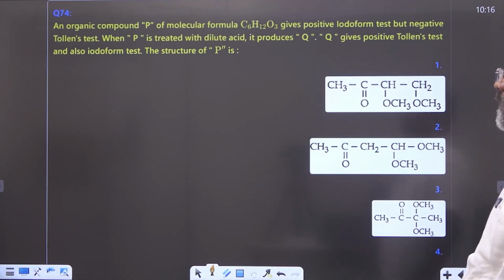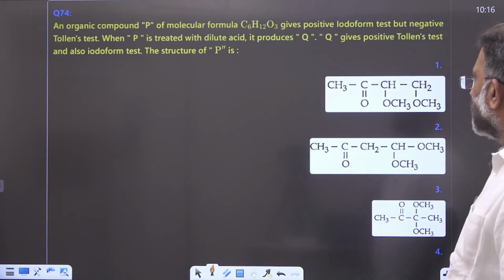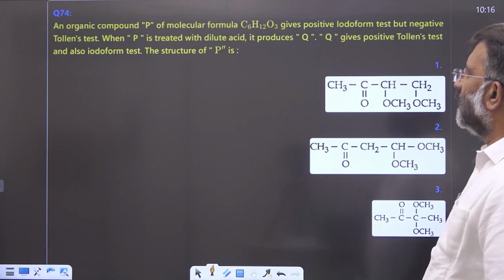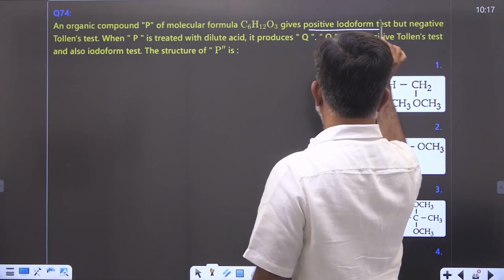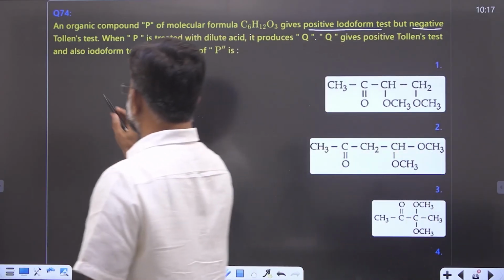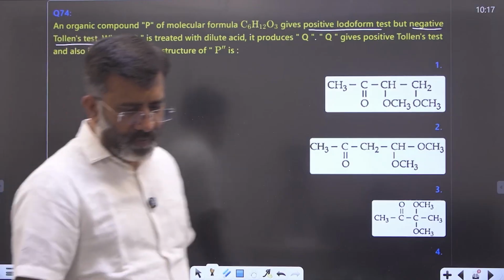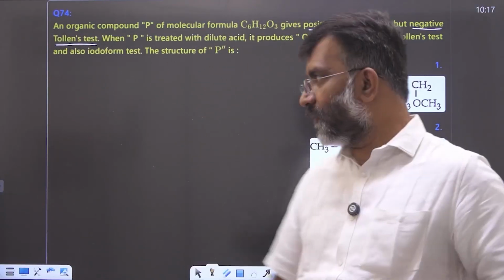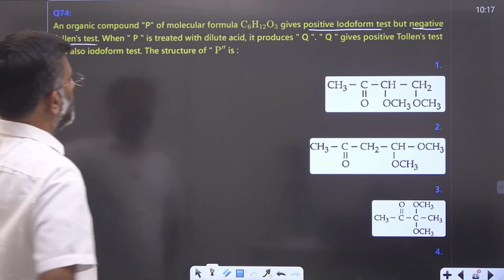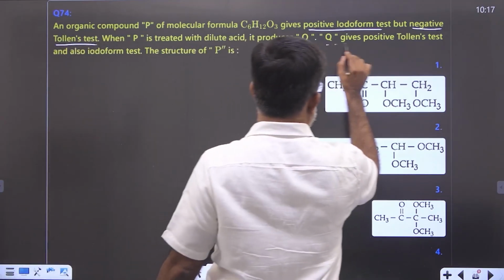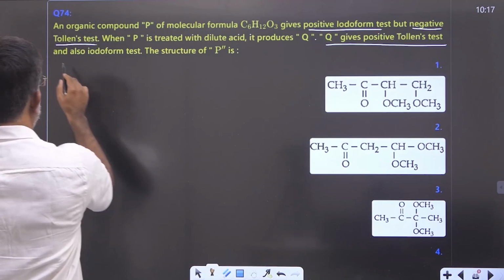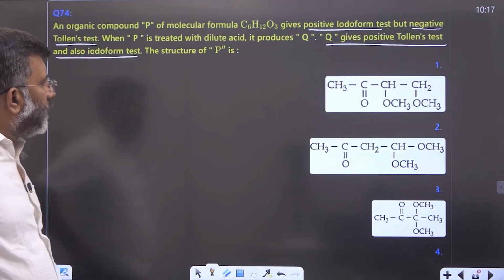An organic compound P of molecular formula C6H12O3 gives a positive iodoform test but a negative Tollens test. Iodoform test positive, Tollens test negative. When P is treated with dilute acid, it produces Q. Q gives a positive Tollens test and also the iodoform test. The structure of P is.